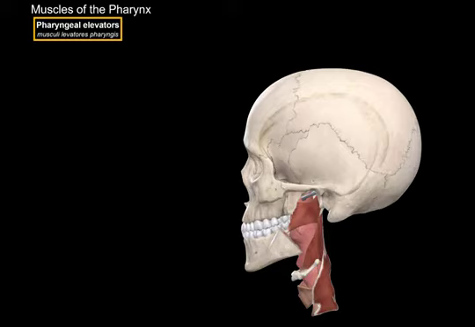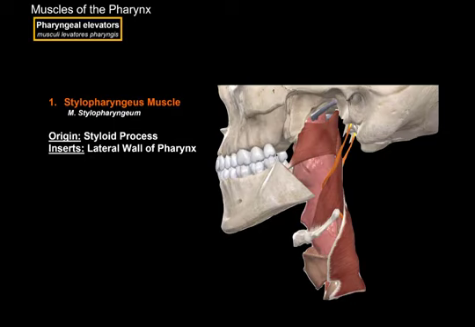And remember, the constrictors will constrict the pharynx, and the elevators will make sure to elevate the pharynx when you swallow. So the first one is the stylopharyngeus muscle. This one will originate from the styloid process and then insert at the lateral wall of the pharynx. And again, remember, since it originates from up here and inserts down here, that means that these muscle fibers, when they contract, are going to pull and elevate the pharynx.